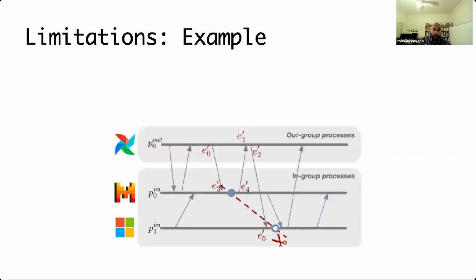It is only through the external entity. E'4 goes to the out-of-group process and comes back as E'5, right? So if we were to include E'5, we have to include E'4. But our traditional algorithms cannot help solve these scenarios because there is no direct causal relationship between these two events.